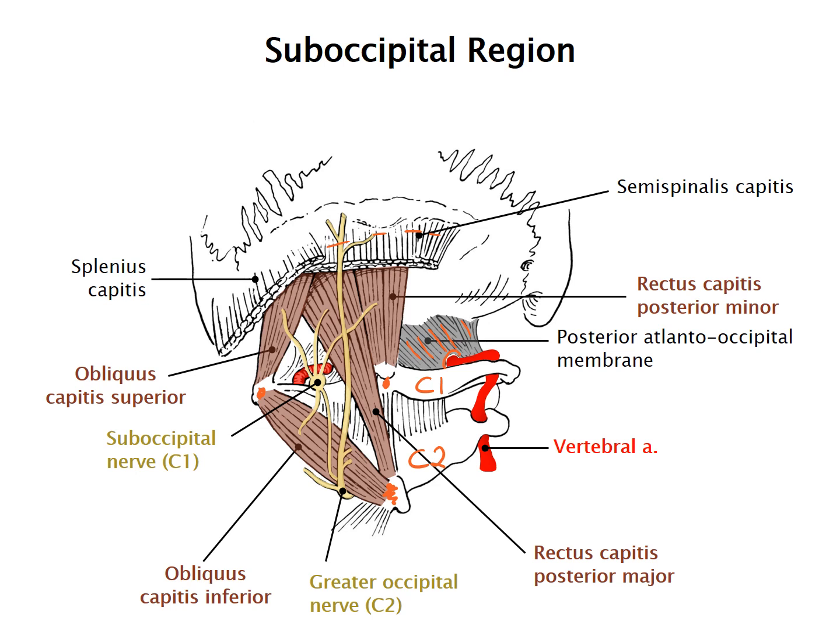While the suboccipital nerve is the motor nerve innervating the muscles of the suboccipital triangle, the greater occipital nerve is a sensory nerve, which carries information from the posterior scalp. The greater occipital nerve is the dorsal ramus of spinal nerve C2.